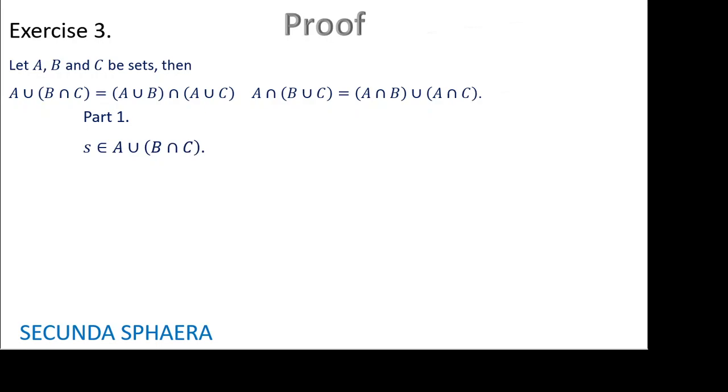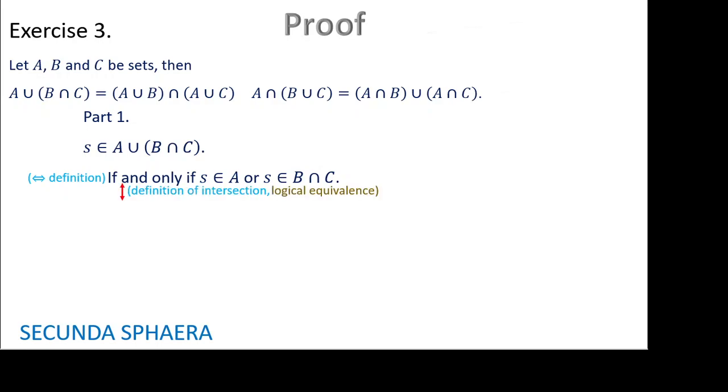So we have S in A union B intersection C. This, using the definition of union, is if and only if S is in A or S is in B intersection C. And okay, at this moment, we want to replace S in B intersection C with S in B and S in C. That would need us to drag on that equivalence. But we just gloss over that, which is the definition of intersection and logical equivalence. So if and only if S is in A or S is in B and S is in C.